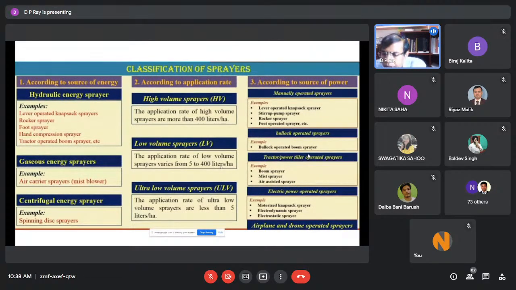And sometimes aeroplane and drone operated sprayers are utilized in foreign countries where the coverage area is very high and the land holding is very large, not only a few acres or a few bigas, but hectares of land to be treated with pesticides or insecticides. In that case, the drone or aeroplane moves at a short height of 2 to 3 meters and can spray the entire land in a very short span of time.